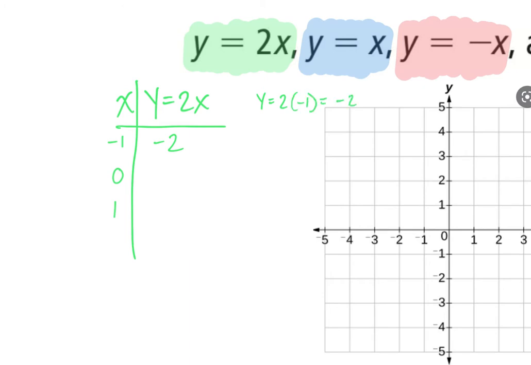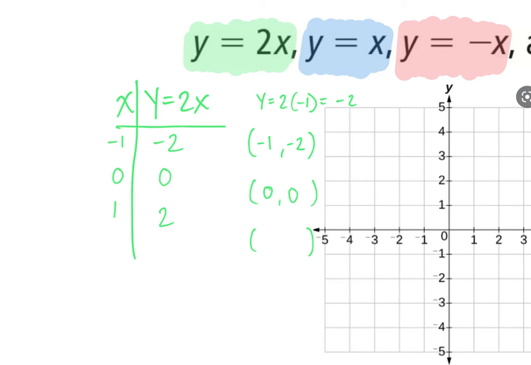What if we plugged in 0 for x? What would our y value be? Gio? 0. Excellent. And if we plugged in 1, Gabby? 2. So what we just did was we plugged in values for x and we got values for y. These become coordinates, okay? So from here, draw 3 coordinates. The first one is -1, comma, -2. The second one is 0, comma, 0.